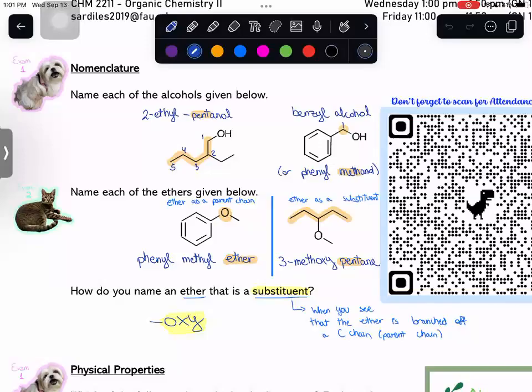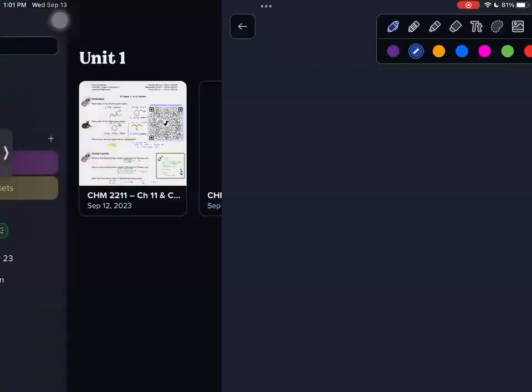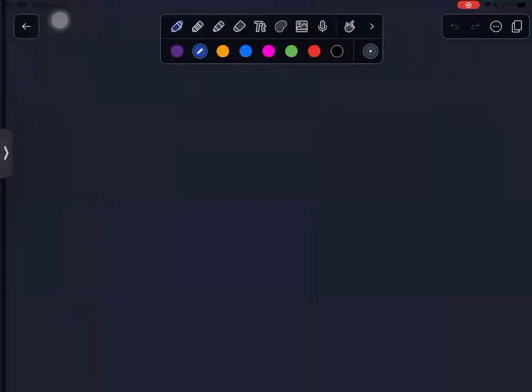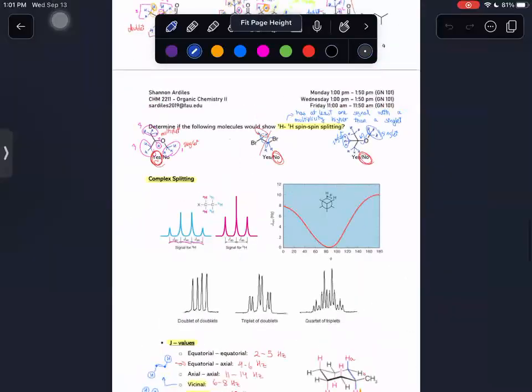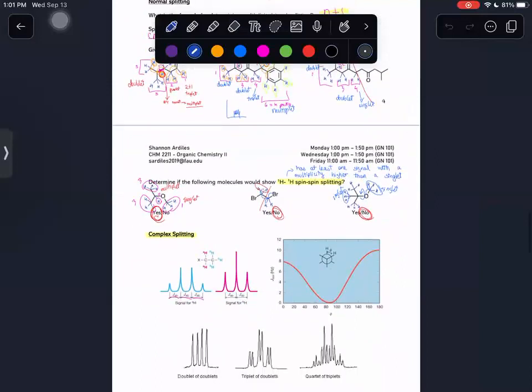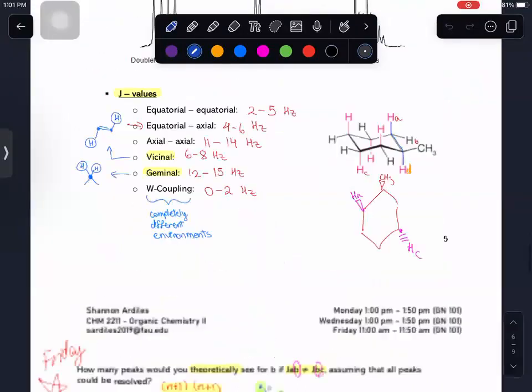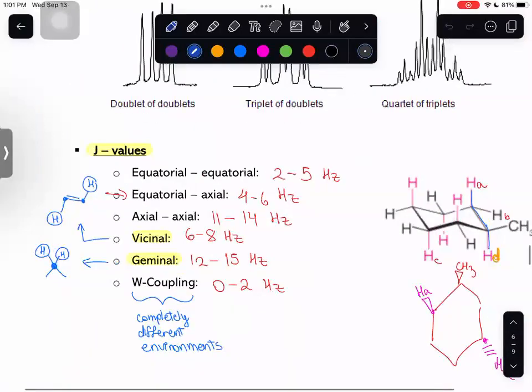And actually, quick update on chapter 9. Let's quickly go back to that handout. Okay, so chapter 9, we briefly talked about J-values, right? J-values, again, they're just the little distances between the peaks within one signal. Now, I told you guys to just memorize those values, right?